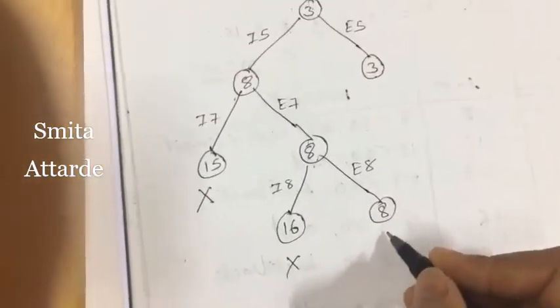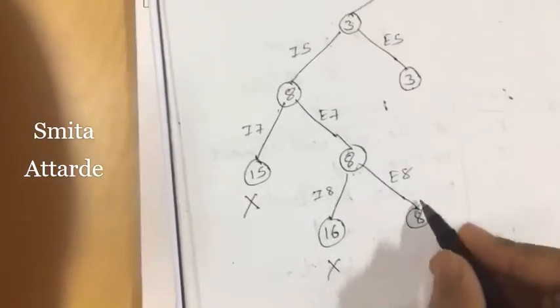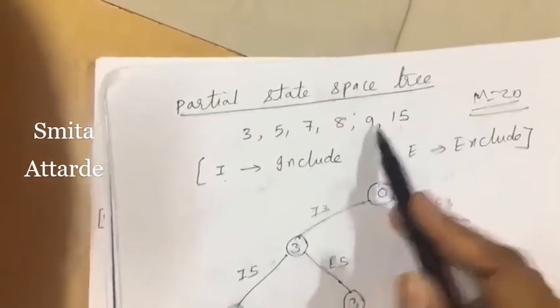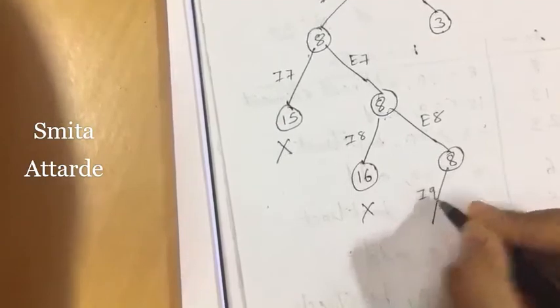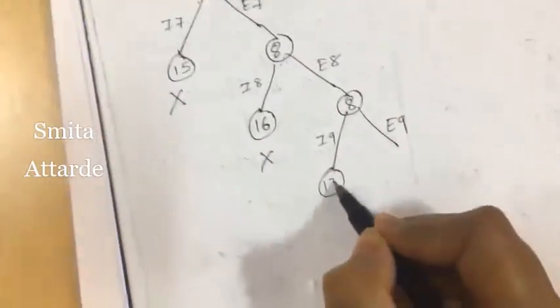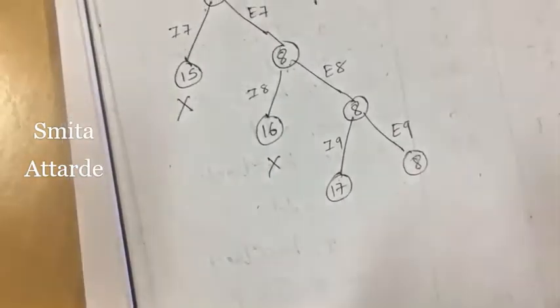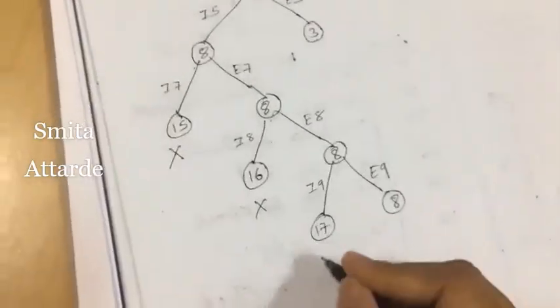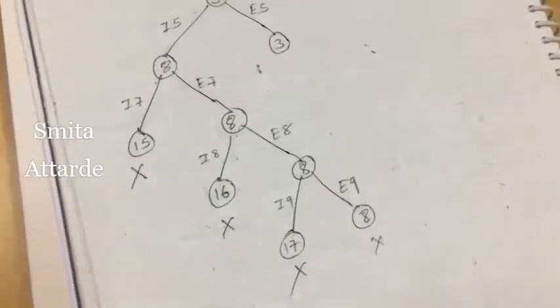So we are not getting a solution here also. Now if we come here, after 8 what do we have? 9. So here I can include 9 or exclude 9. If I include 9, I'll get 17. If I exclude 9, I'll get 8 as it is. So here also I will not get a solution. Here also I will not get a solution.